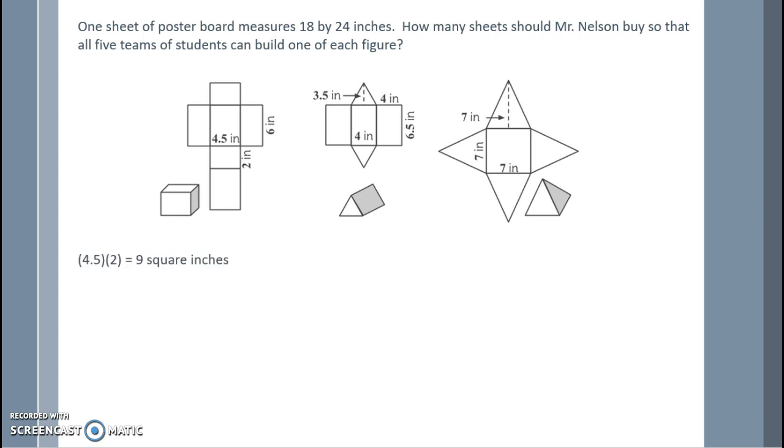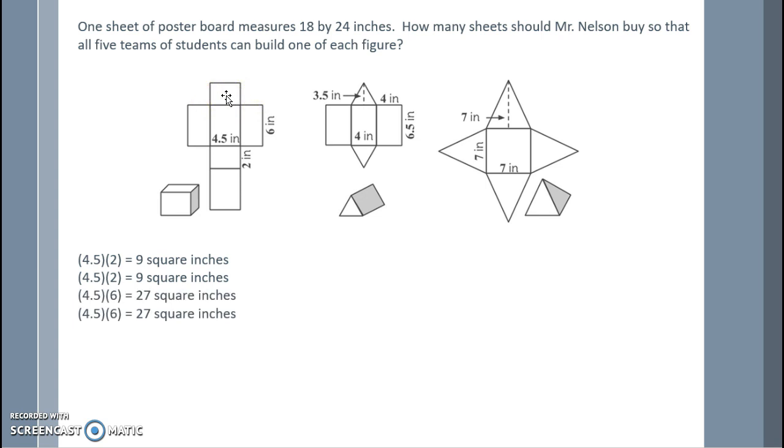We're going to decompose each one of our shapes so that we can find the total area or surface area that each net consists of. So I'll start with the rectangular prism here. We have 4.5 by 2 to get this space here, which is 9 square inches. We have another one of those at the top, so 4.5 by 2.